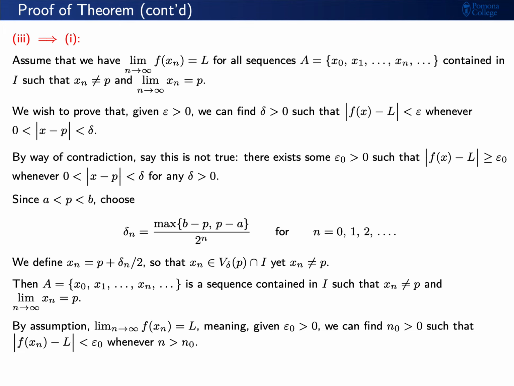But by assumption, the limit of f of x sub n's equals L, meaning given any epsilon, in particular epsilon 0, we can find an index n0 such that |f of x sub n minus L| is less than epsilon 0 whenever n is greater than n0. But of course, this here is a contradiction.